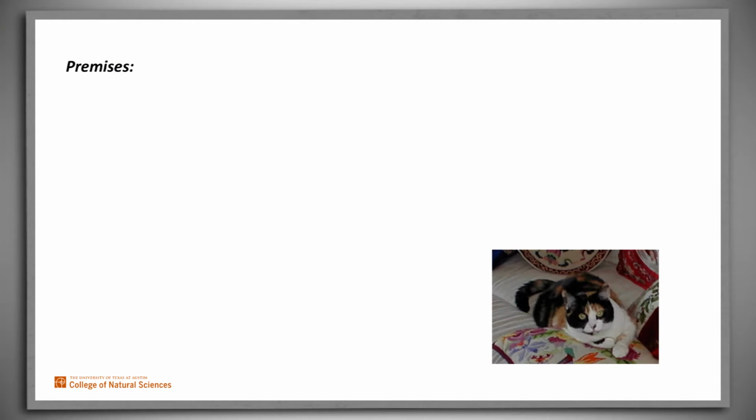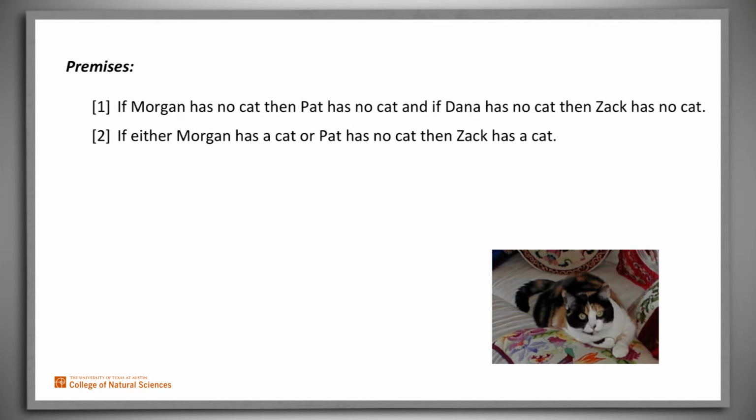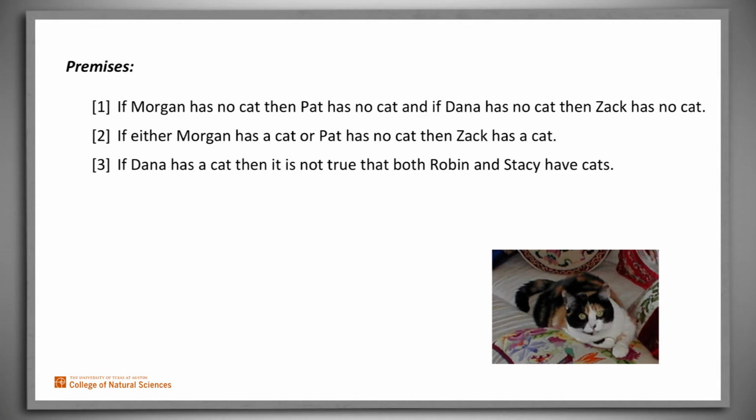Assume the following premises. If Morgan has no cat, then Pat has no cat. And if Dana has no cat, then Zach has no cat. If either Morgan has a cat or Pat has no cat, then Zach has a cat. If Dana has a cat, then it's not true that both Robin and Stacy have cats. Let's prove that Robin or Stacy has no cat.